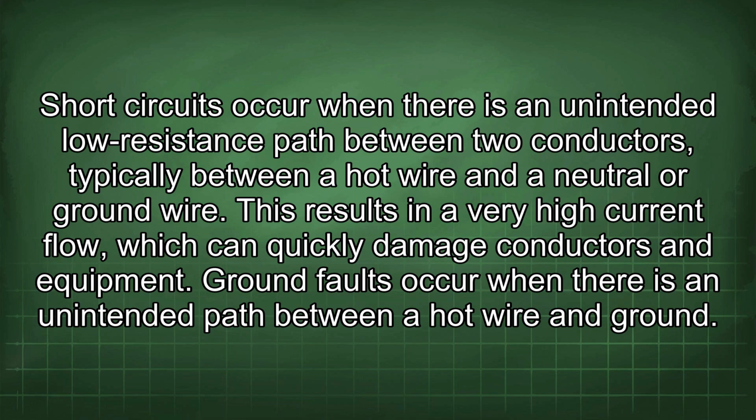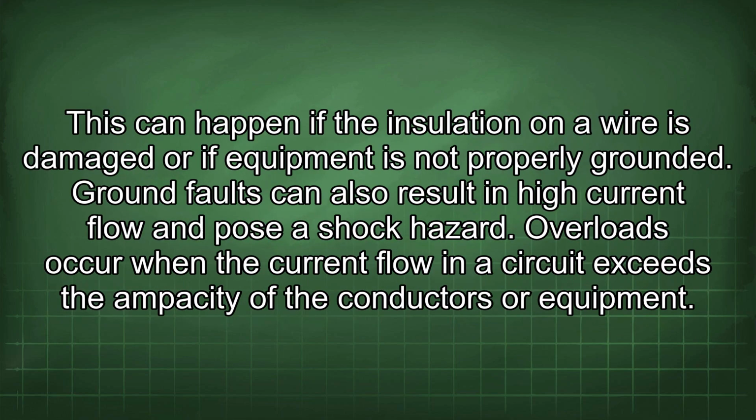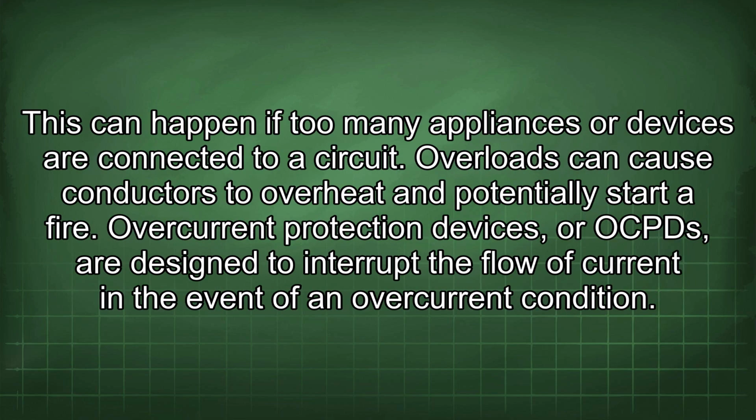Ground faults occur when there is an unintended path between a hot wire and ground. This can happen if the insulation on a wire is damaged or if equipment is not properly grounded. Ground faults can also result in high current flow and pose a shock hazard. Overloads occur when the current flow in a circuit exceeds the ampacity of the conductors or equipment. This can happen if too many appliances or devices are connected to a circuit. Overloads can cause conductors to overheat and potentially start a fire.